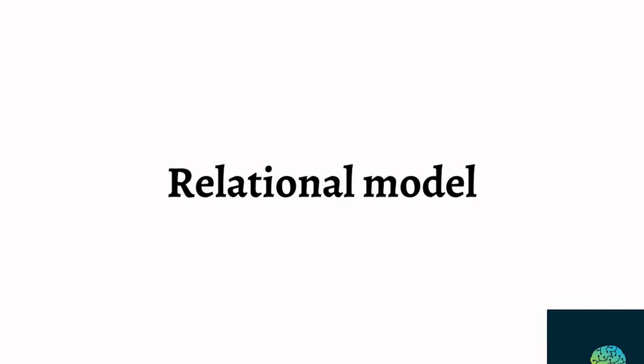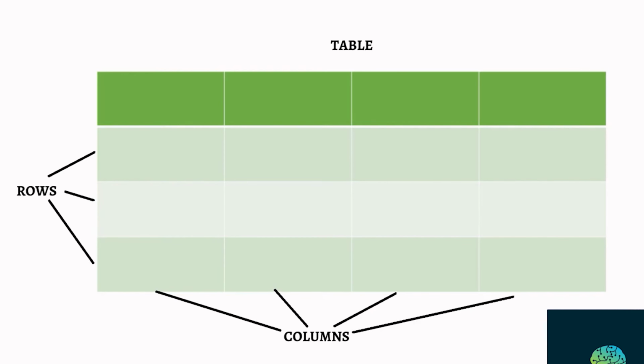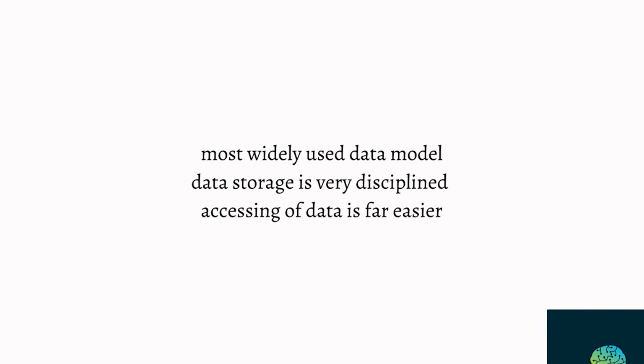This is one of the most important data models. In a relational model, the data is stored in the form of a 2-dimensional table. That is, the data is stored in the form of rows and columns. Now, within the table, the rows and columns are interrelated to each other. This is the most widely used data model, as data storage is very disciplined and accessing of data is far easier.